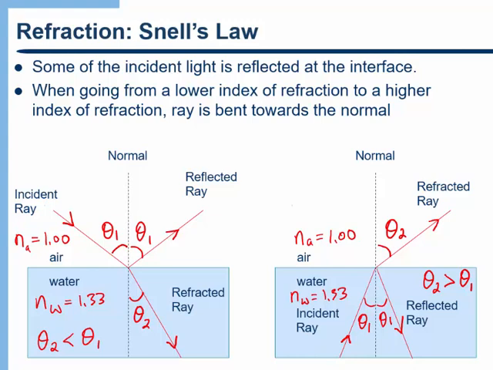So that's an important concept to have down: when we're going from lower index to higher index, the light bends towards the normal. When we're going from higher to lower, the light bends away from the normal. And also, just remember that there is always a reflected ray within the material that the light originated in.